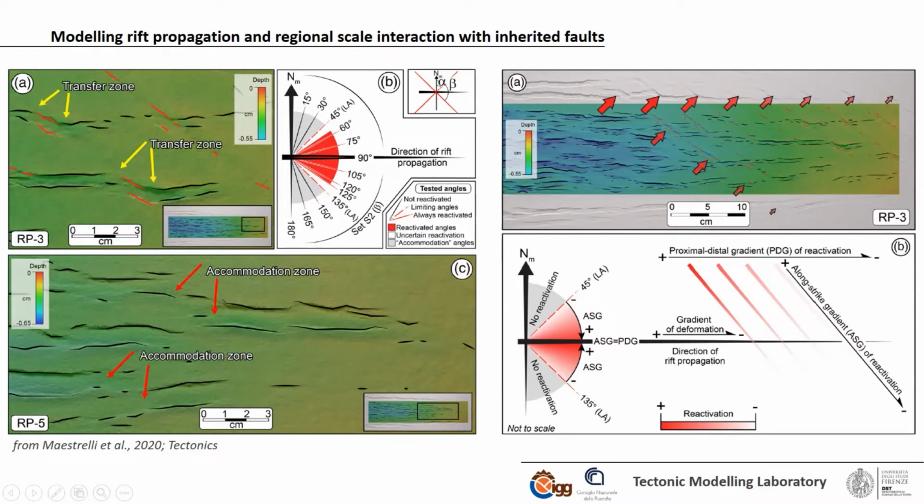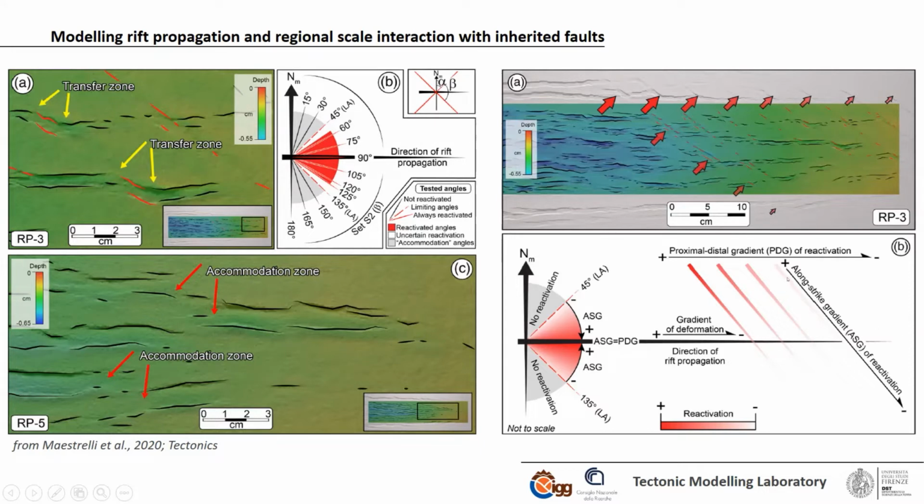Then we can observe a gradient of reactivation, which depends directly on the distance from the poles of rotation and on the trend of the discontinuities. So, for example, we can define a proximal-distal gradient of reactivation, and this is quite simple to understand because, as you have seen, the rotational setting induces a gradient of deformation, which is higher in the distal portion of the model, so on the left part of the model, and it's smaller toward the poles of rotation. So inherited faults that are located far from the poles of rotation are more reactivated.